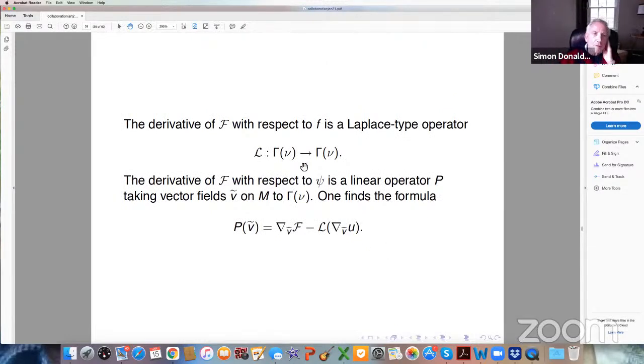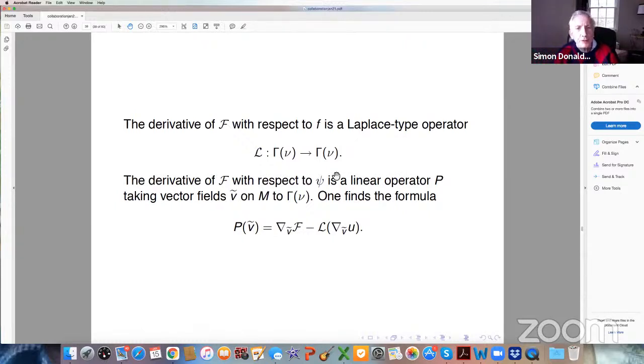So the derivative of f with respect to f, this is just the standard thing, more or less the same as we encountered before, with the tiny difference that we're not projecting exactly to the normal direction near sigma, but to this, as it were, fixed direction. But in any case, this will be some second order operator whose leading term will be the Laplacian. The derivative with respect to psi is a less familiar thing.